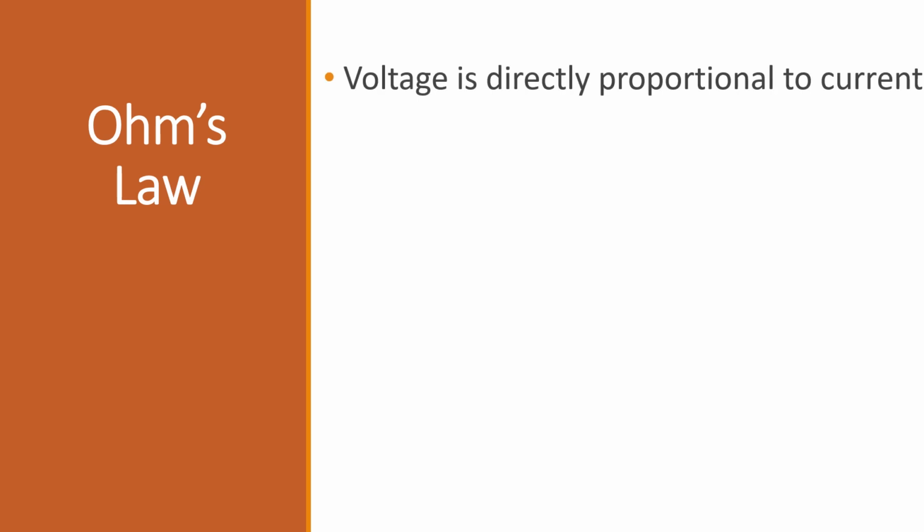Now, what is Ohm's law? Ohm's law states that the current through a conductor between 2 points is directly proportional to the voltage across the 2 points. It is given by the equation V equals IR, where V is the voltage, I is the current, and R is the resistance. This equation determines voltage drop across a resistor.